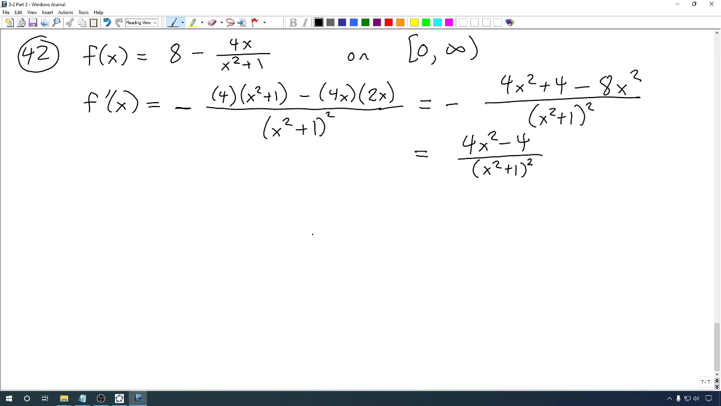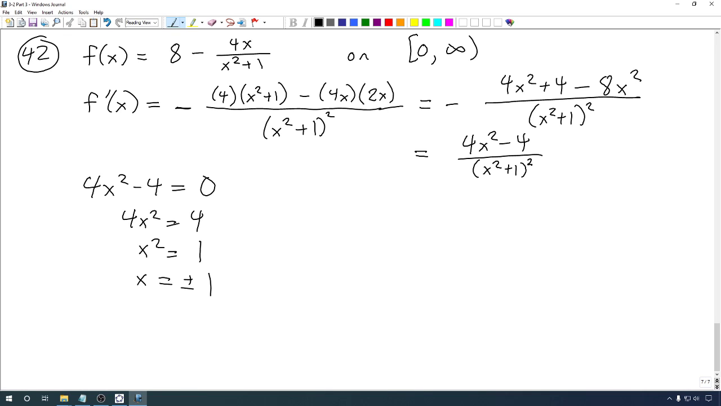All right, where is this derivative equal to 0? Well, remember, a fraction only equals 0 if the numerator equals 0. Basically, we're asking, where is 4x squared minus 4 equal to 0? Of course, we can go ahead and just move the 4 to the other side, divide by 4, and then take the square root. So at x equals plus or minus 1, we have a derivative of 0.